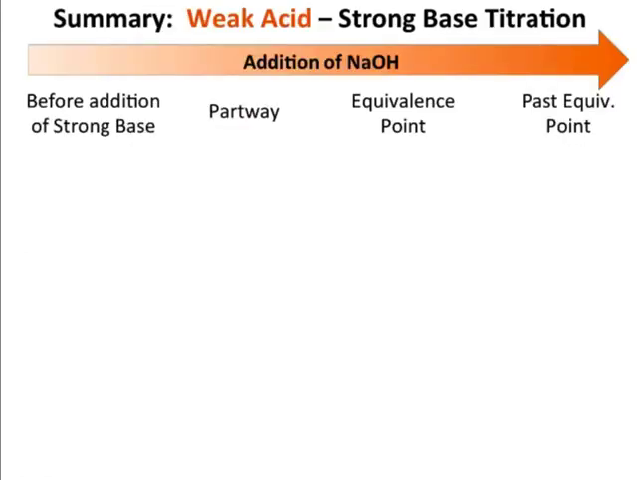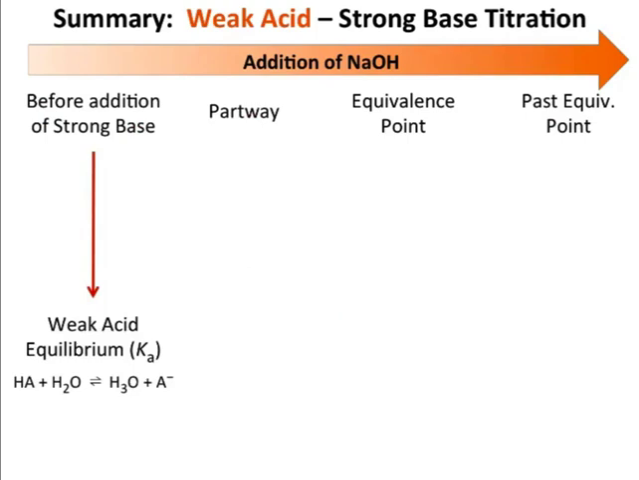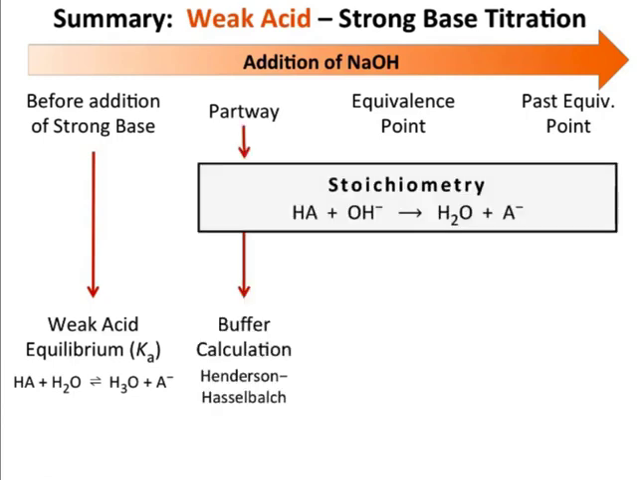This is the same summary slide as we had in the strong acid, strong base video, but now it's the weak acid version. So before you add the strong base, you're just dealing with weak acid equilibrium, just like we've done before, not a surprise. When you're partway there, you first have to do the stoichiometric step of this strong base added to the weak acid, the forward arrow that makes its conjugate base, and then you can do a buffer calculation. If you use Henderson-Hasselbalch, the nice thing is that you can do this in moles, so you don't have to figure out concentrations, it saves you a step.